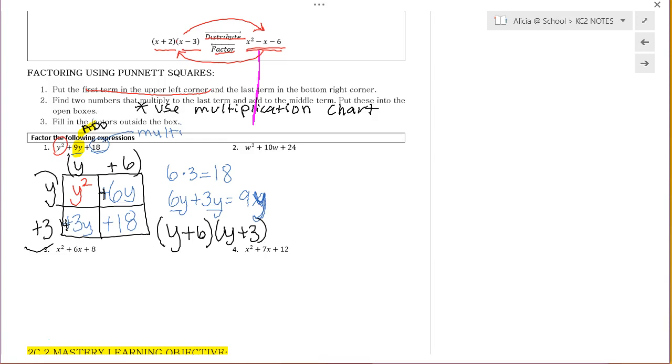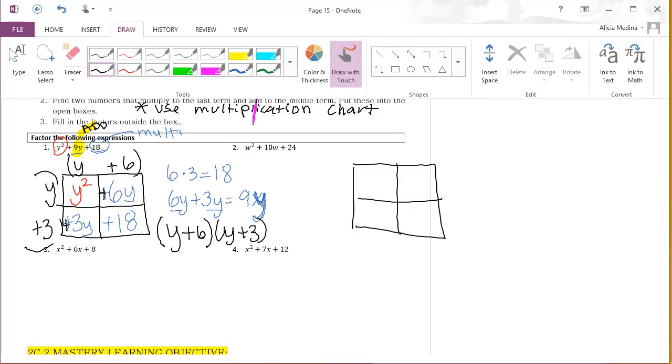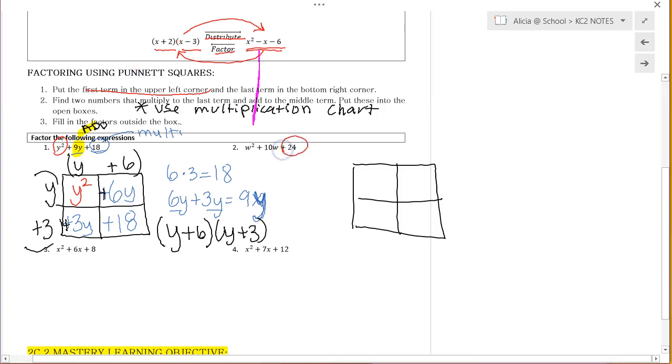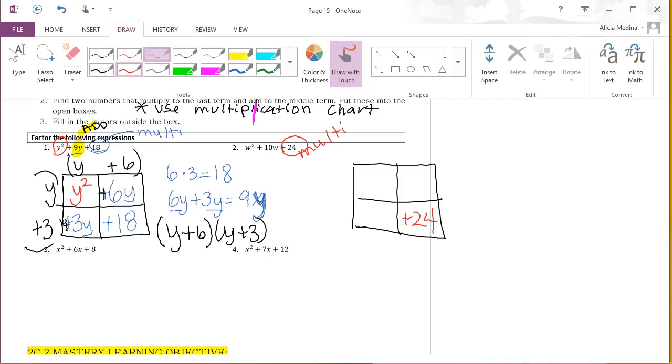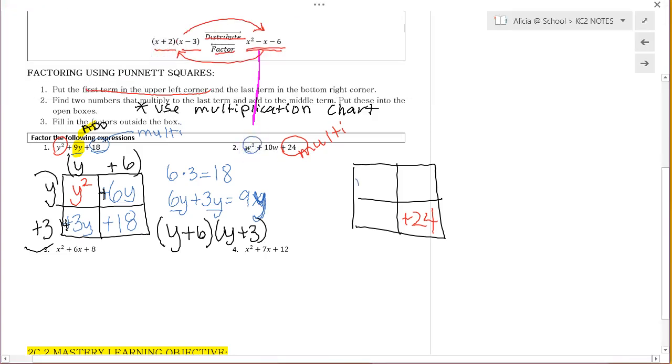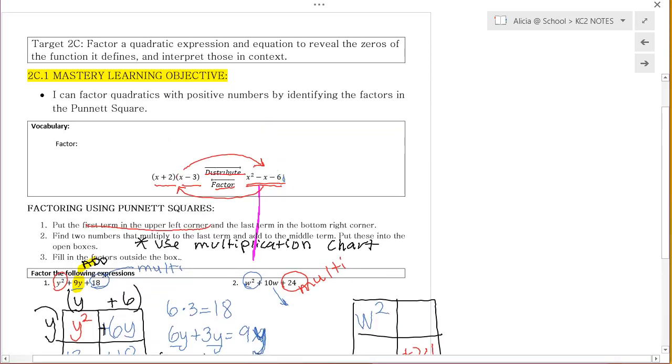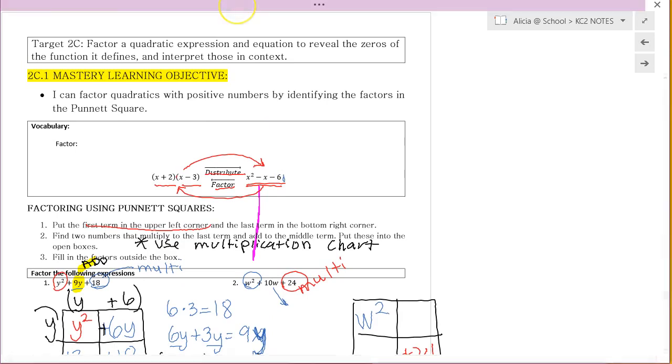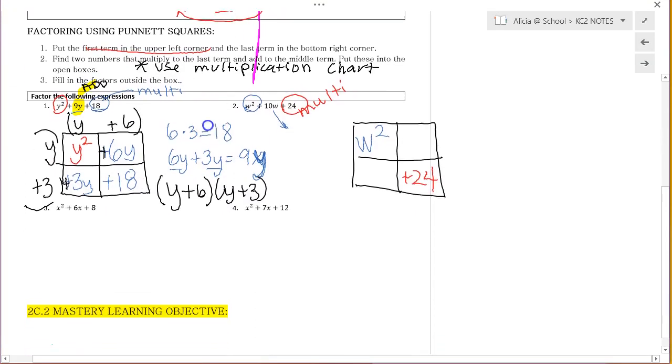Looking at this one, again, I'm going to draw my Punnett square box. I'm going to take that last term and put it in the bottom right, so a positive 24. That's what I'm going to be multiplying to. So that's the number I'm going to be looking for on my chart. I have my first term, which is w squared. And then I have to add to our middle term there, which is 10w.